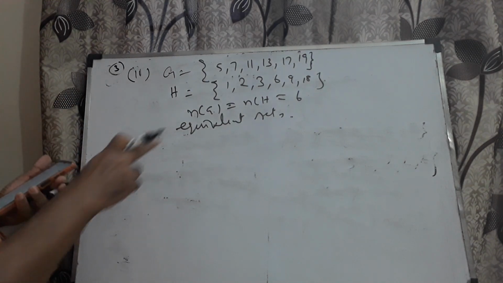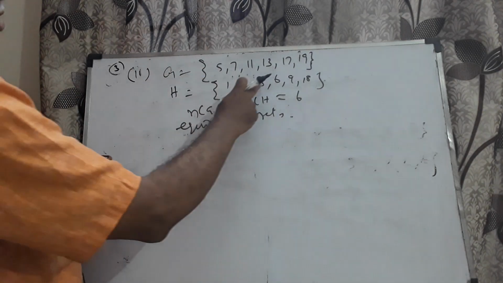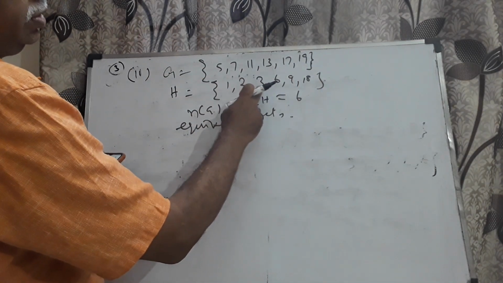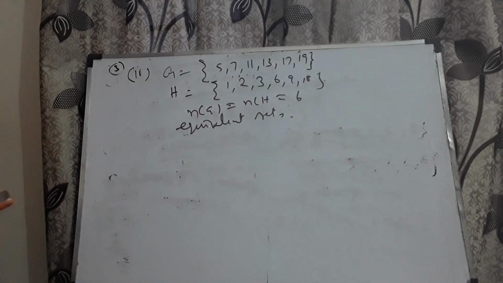Then factors of 18. 1 is a factor of every number. 1, 2, 3, 6, 9, 18. Both of them have the same number of elements. Now, they are equivalent sets. Is it clear to you? I think it is clear.